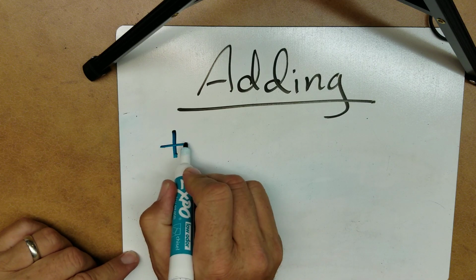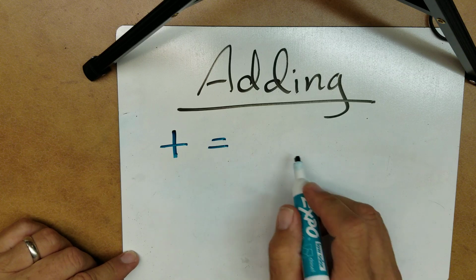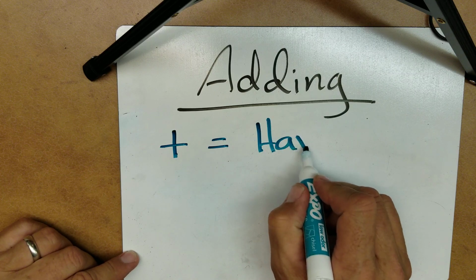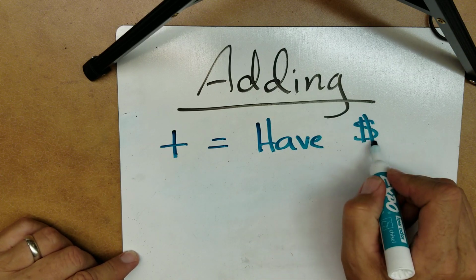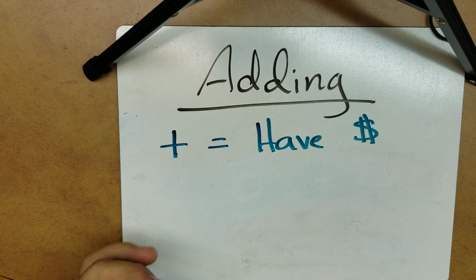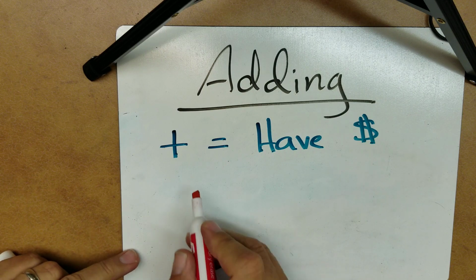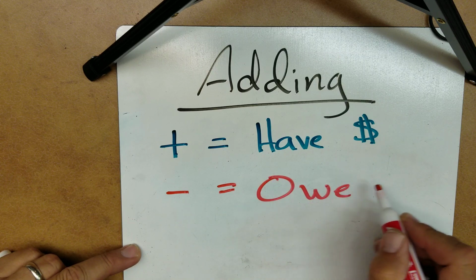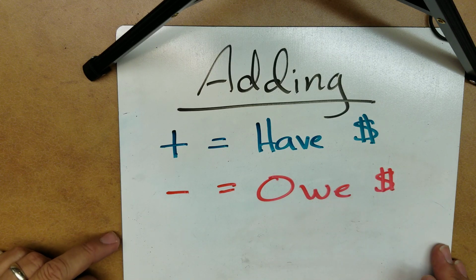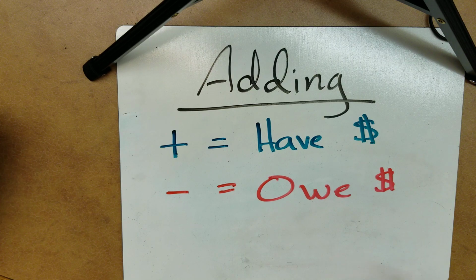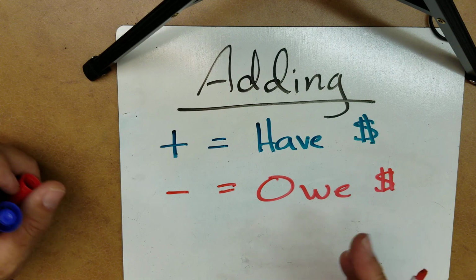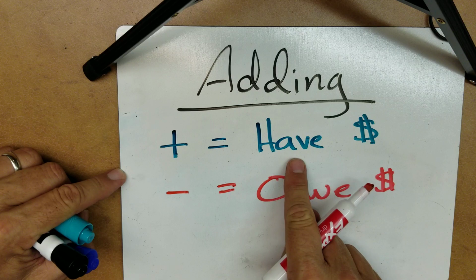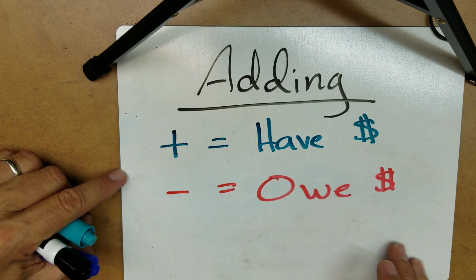If it is a positive number, I want you to think that you have that money in your pocket, all right? But what if it is a negative number? If it is a negative number, then that means you owe that money to somebody. And if you want to think about it this way, you can owe me money. That's totally fine. So once again, if it's a positive number, you have money. If it's a negative number, you owe money.